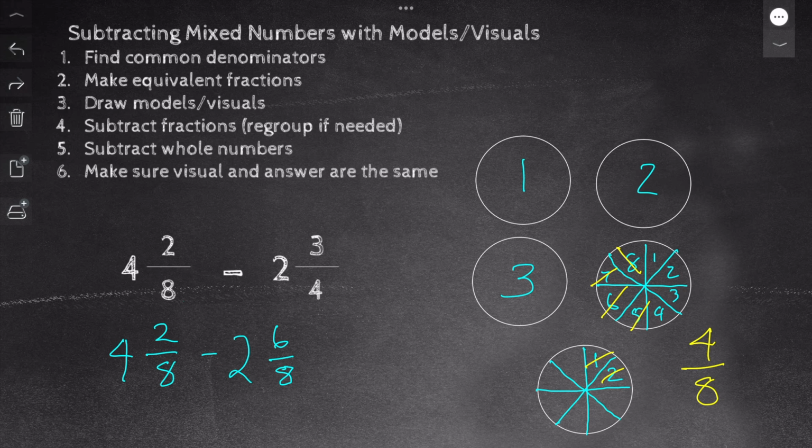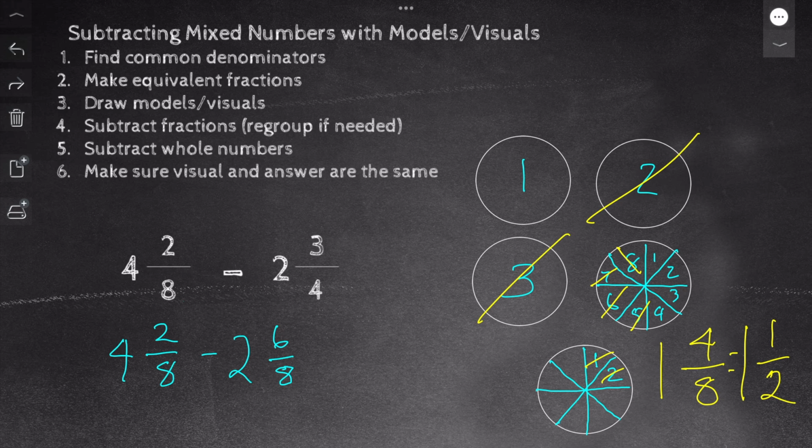Now I can subtract my whole numbers. I need to take 2 away. That means I have 1 whole left over. So my answer is 1 4/8, which is also equivalent to 1 1/2. Now let's go to our number problem and see if we get the same answer.